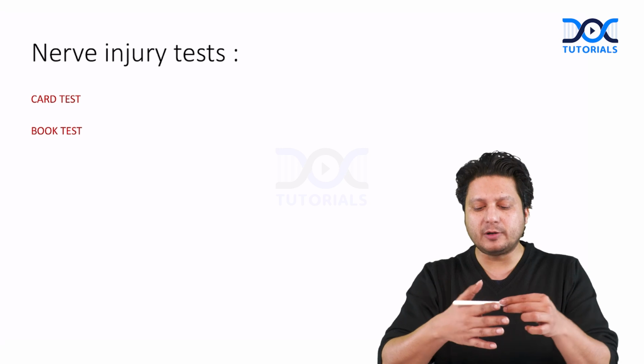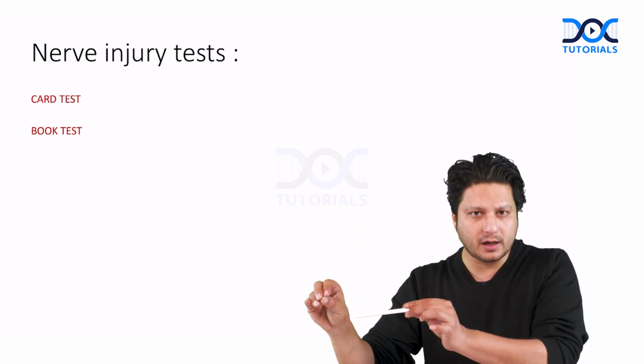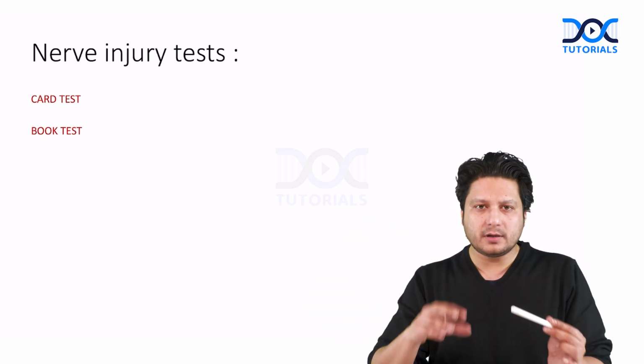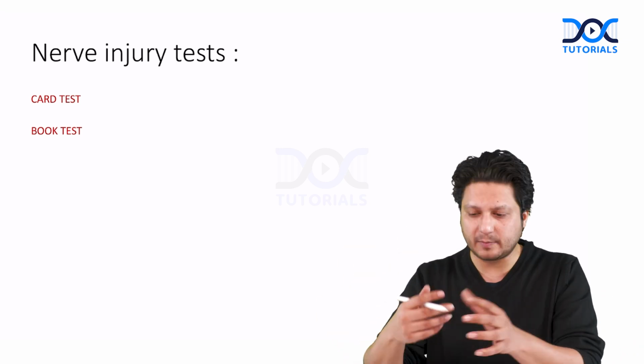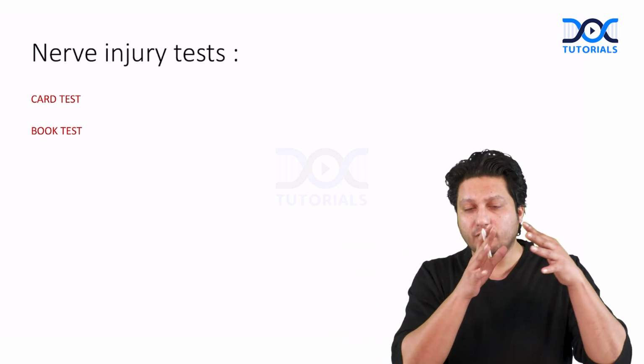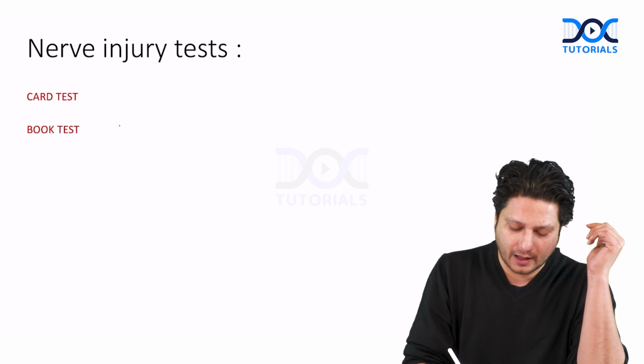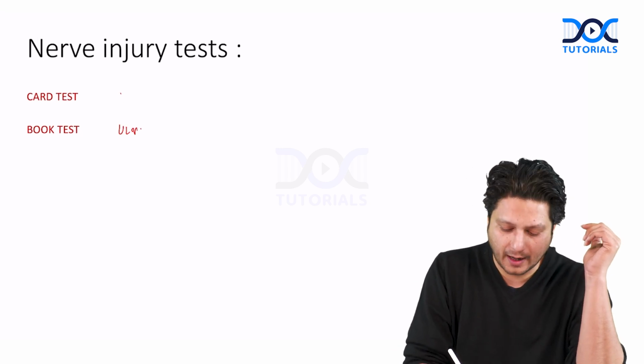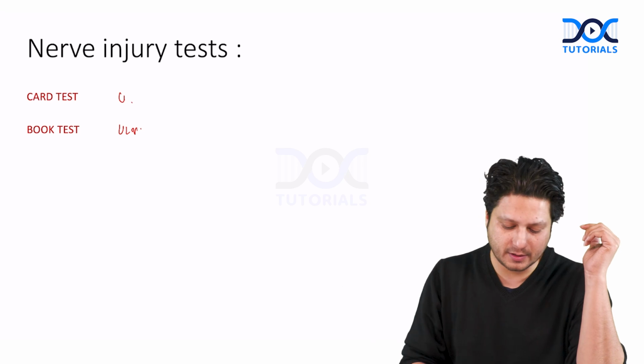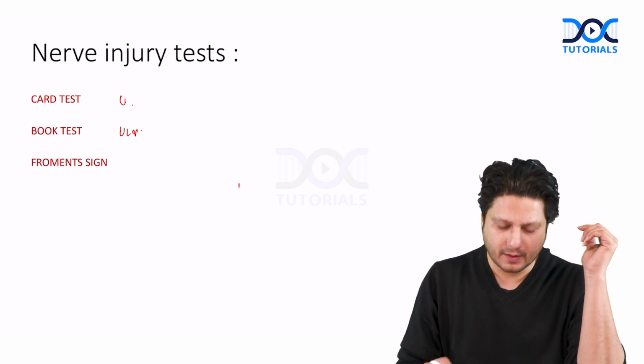If the patient is able to apply resistance, ulnar nerve is functional. If you can easily pull this book out, that means ulnar nerve is not functional. That means adduction of the thumb is weak. It is again for the ulnar nerve injury. The book test. The card test is also for ulnar nerve injury. Similarly, another test is Froment sign.